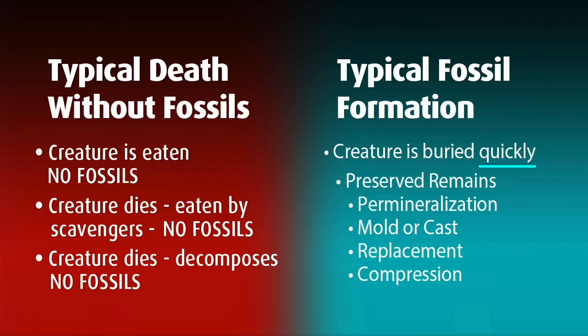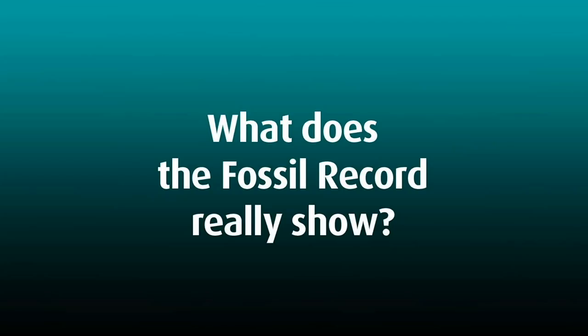You have preserved remains, you have permineralization, you have a mold or a cast, and replacement, and then you have compression. Basically, permineralization and replacement are very similar, and permineralization means that organic material remains and only some of the body's tissues are replaced by minerals, whereas replacement means all of the body tissues have been replaced by minerals. Mold or cast would be like footprints that are preserved, and a lot of things like ferns and leaves are saved as compression fossils. What does the fossil record really show?